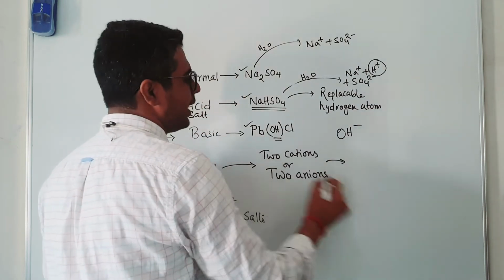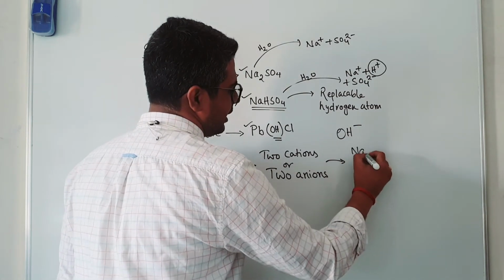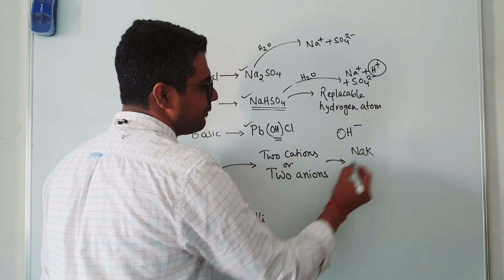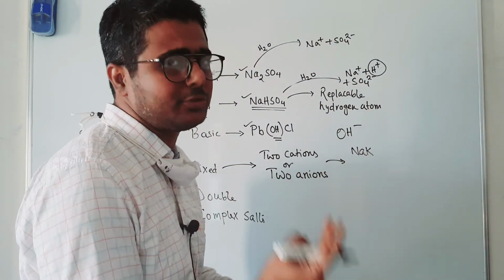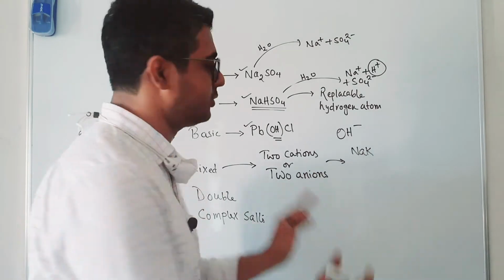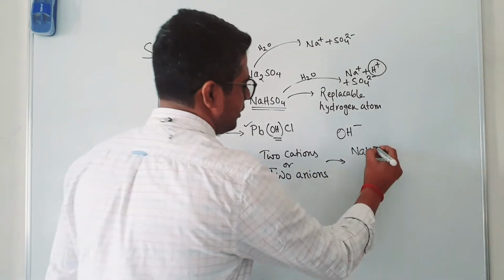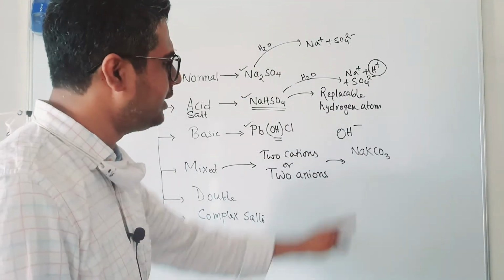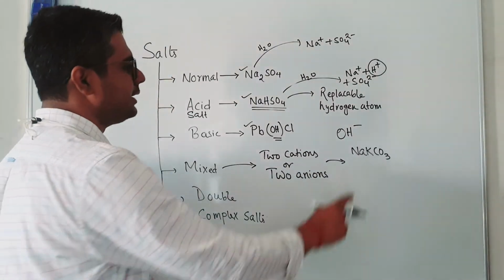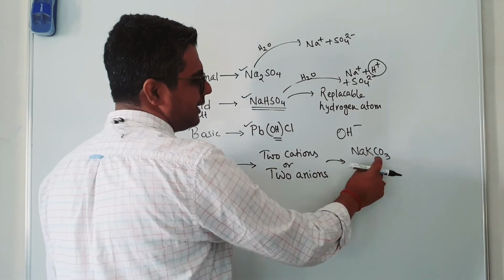Let's go for 2 cations. So Na and K. These are 2 positive cations. Na will give 1 plus and K will give another plus, so there is 2 plus. So I have to give 2 minus to make this salt neutral. So CO3. CO3 has a valency of 2, carbonate radical. So this is a mixed salt because this has 2 cations, Na plus and K plus.